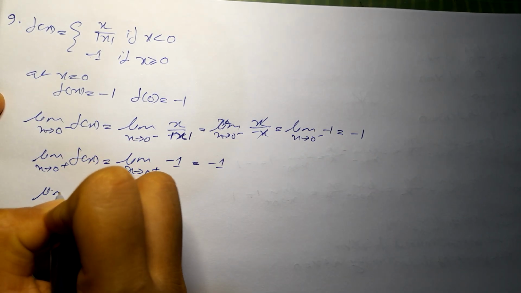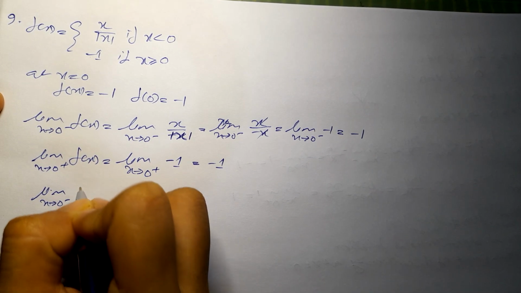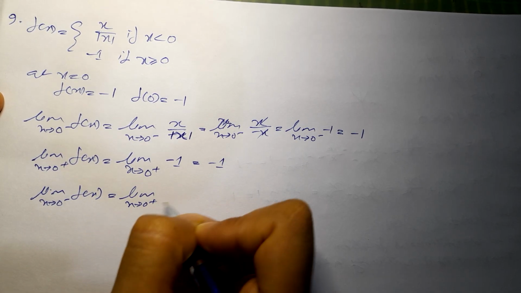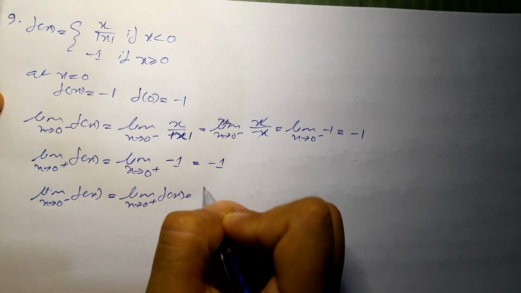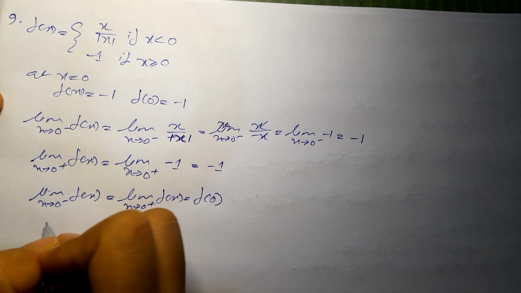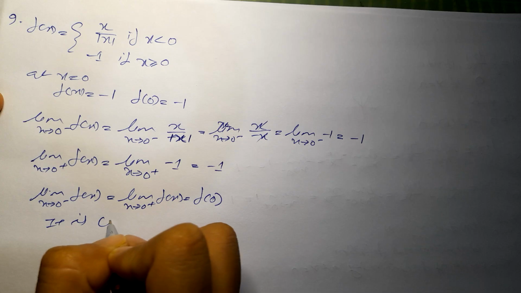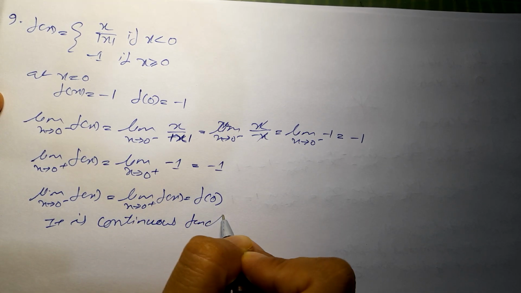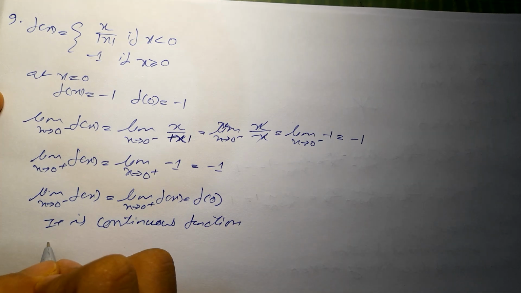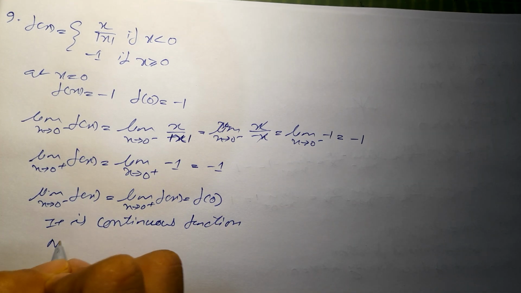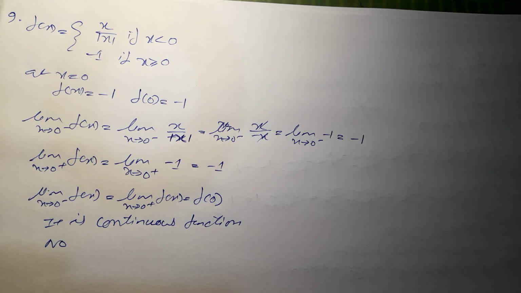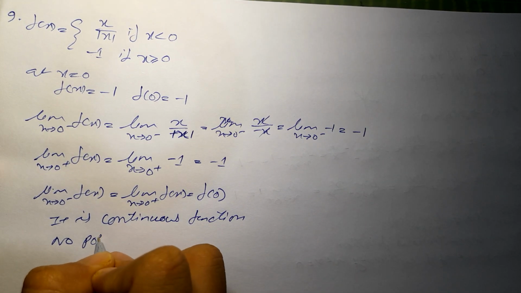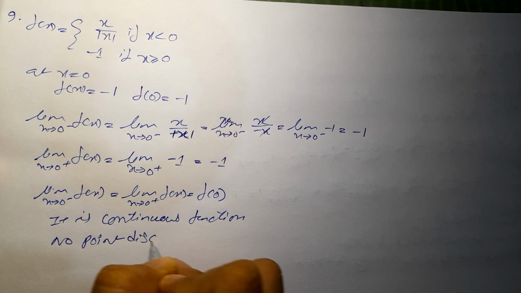Limit x tends to 0 minus f(x) is equal to limit x tends to 0 plus f(x) is equal to f(0). So it is a continuous function, and there is no point of discontinuity.